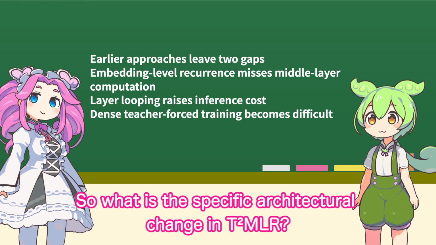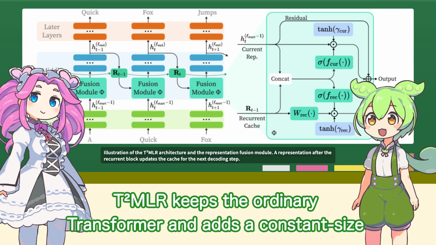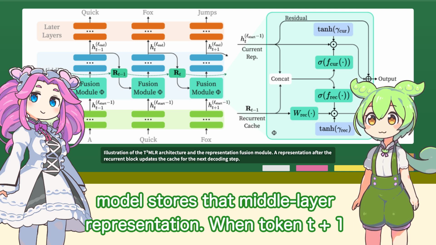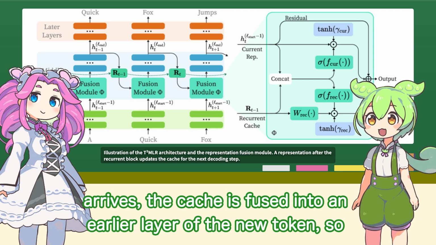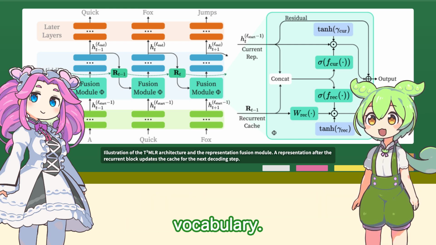So what is the specific architectural change in T2MLR? T2MLR keeps the ordinary transformer and adds a constant size recurrent cache. After token T passes through a chosen middle block, the model stores that middle layer representation. When token T plus 1 arrives, the cache is fused into an earlier layer of the new token. So abstract computation crosses time without crossing back through the vocabulary.